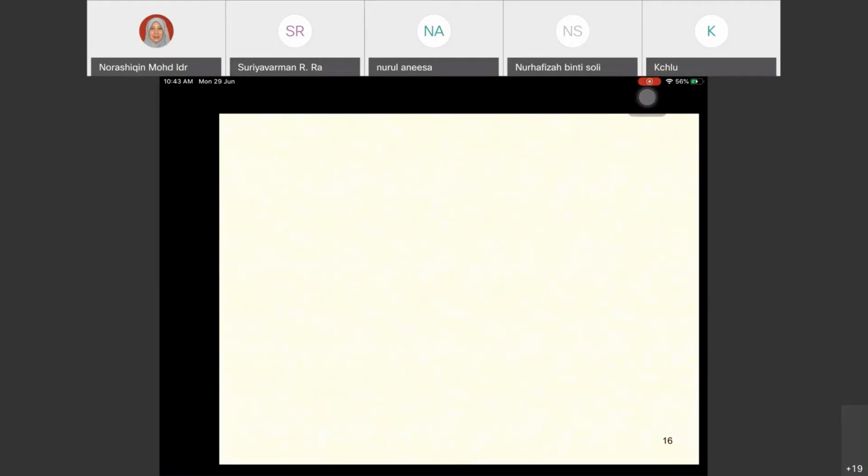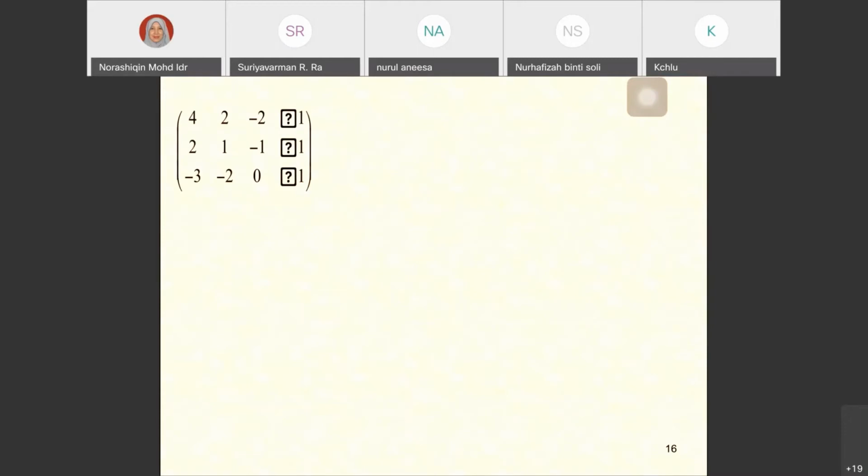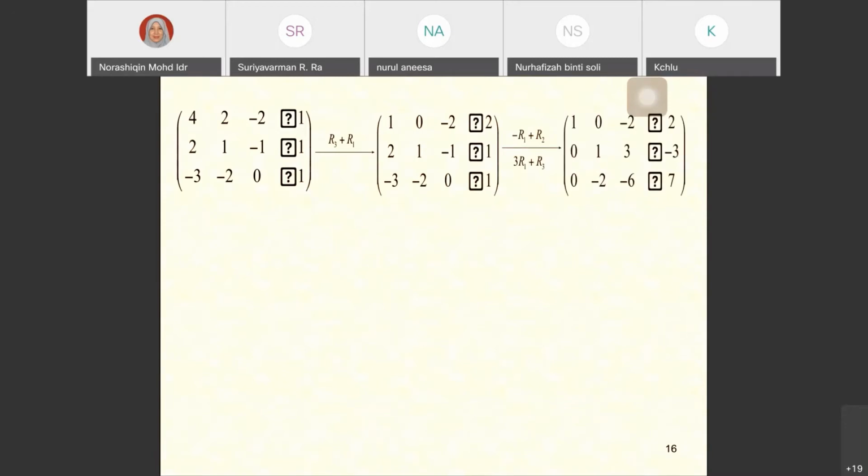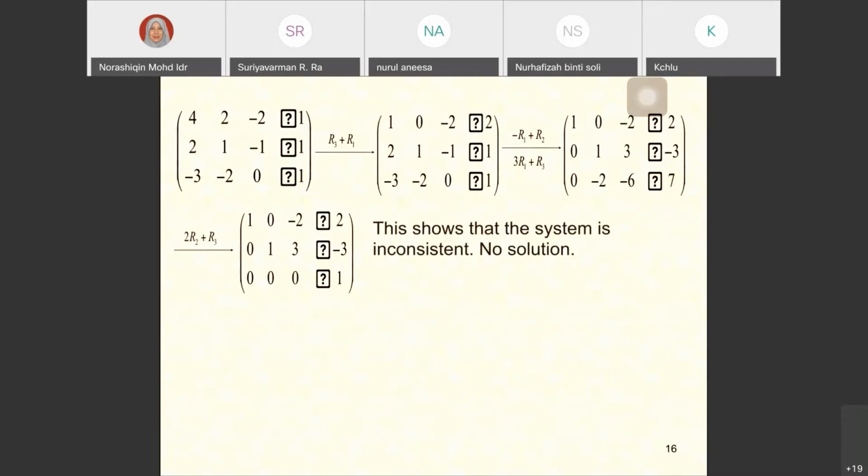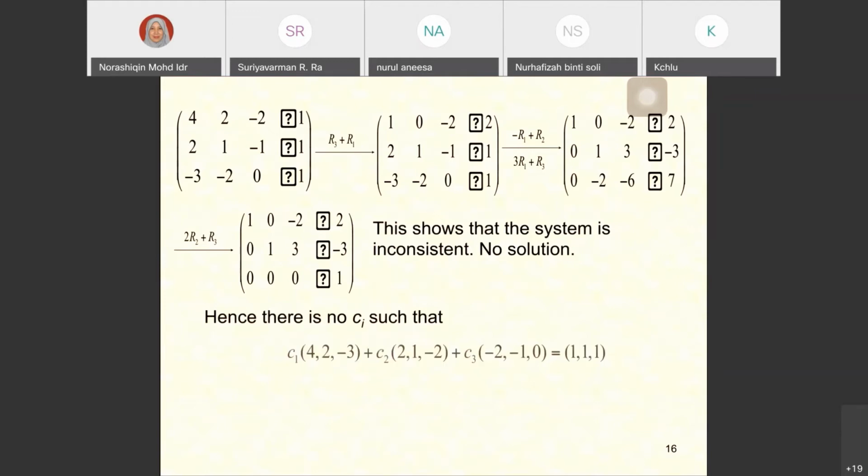Okay. Means we need to use the Gauss-Jordan elimination. Do it as usual and see whether there are C's. We got 0, 0, 0 equal to 1. So what does this mean? No solution. Yes, we have proved that. So that means there are no C_i such that this is true, and we prove that (1, 1, 1) is not in the span of S.